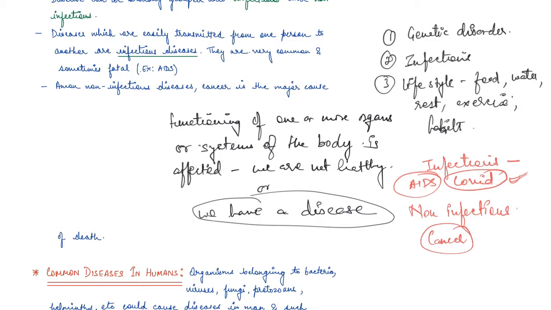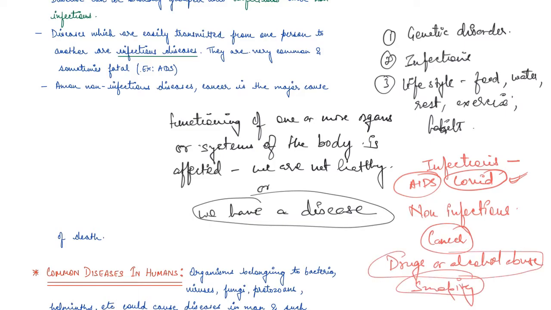Now, apart from that, it's not just diseases that affect our health, right? We just discussed that our lifestyle, balanced diet, personal hygiene, regular exercise, all these things also affect our health. So one of the factors which affect our health are also drugs or alcohol abuse, or smoking. So we'll study about drugs and alcohol abuse as well in this chapter a bit to make you guys aware, right?